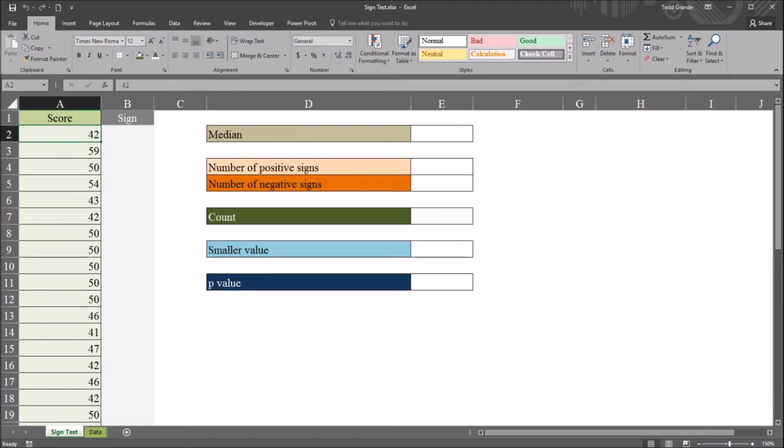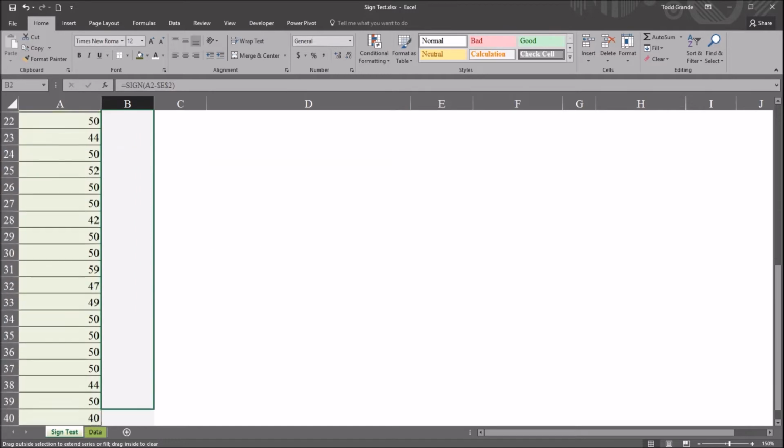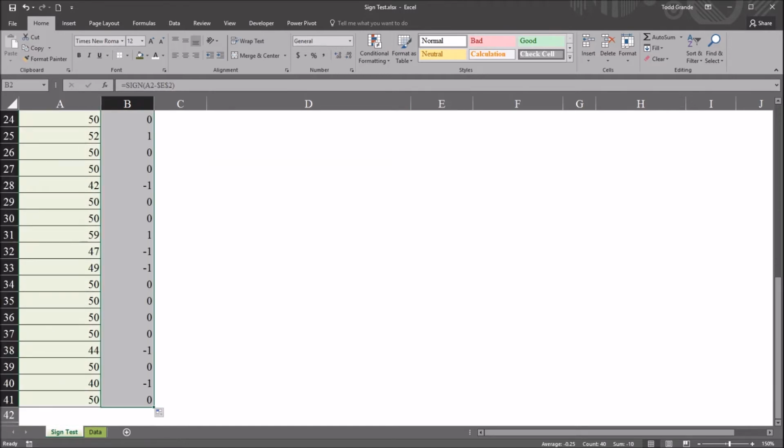So first I'm going to calculate the sign for the score variable compared to the median. So I'm going to enter the median over here, 50. And over in B2, this will be equal sign, the SIGN function in Excel, and the number will be the score minus the median. And for this median, since I'm going to be autofilling this all the way down, I'm going to hit F4 and make that an absolute reference. So 42 minus 50 is negative 8. So the sign is negative, so this returns a negative 1. If I autofill this down, we'll get a series of negative 1s, zeros, and 1s.